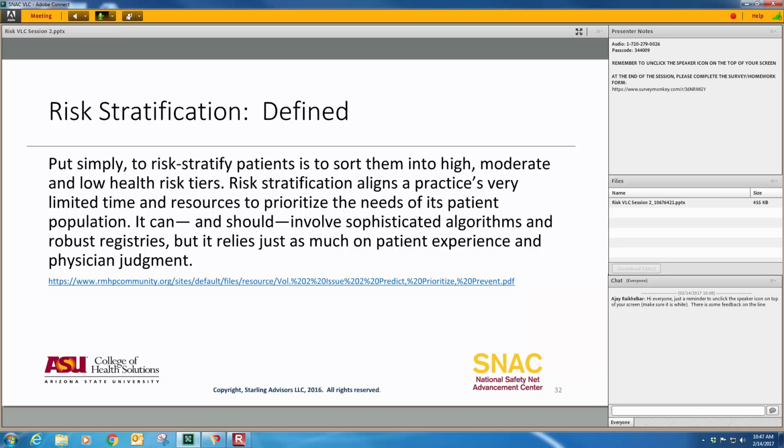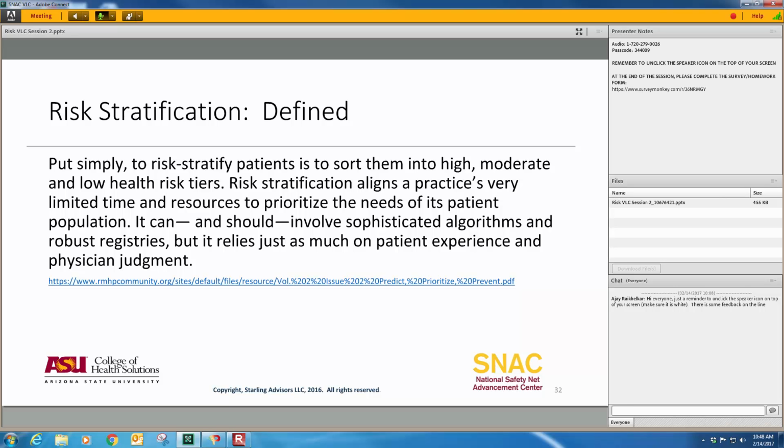This is a definition of risk stratification that we like quite a bit. Put simply, to risk stratify patients is to sort them into high, moderate, and low health risk tiers. Risk stratification aligns the practice's very limited time and resources to prioritize the needs of its patient population. It can and should involve sophisticated algorithms and robust registries, but it relies just as much on patient experience and physician judgment.